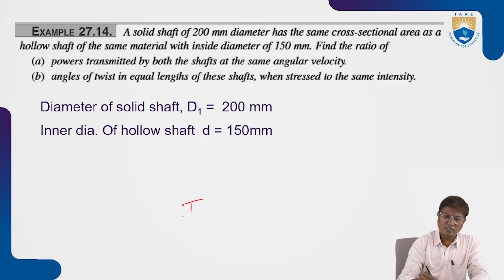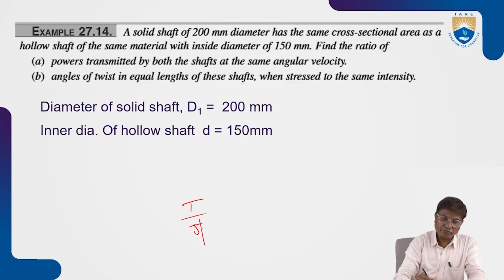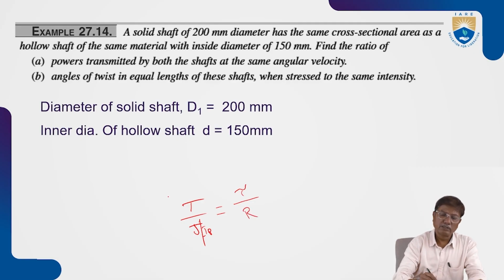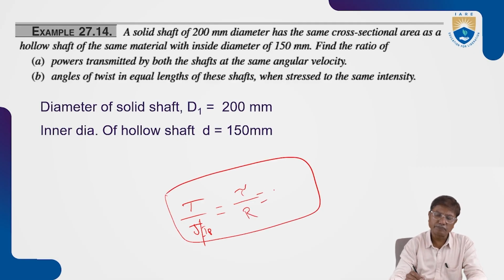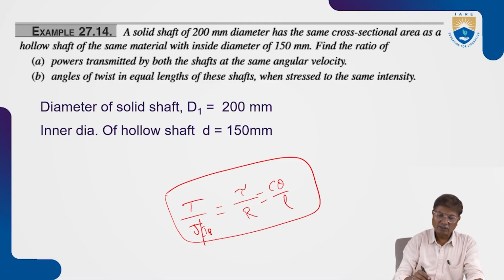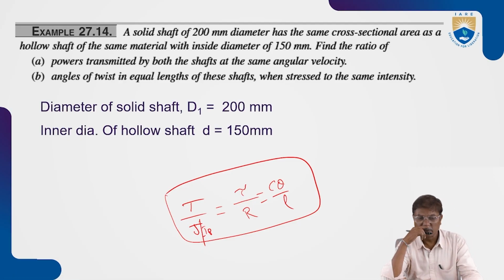Application of the torsion equation, which is T by J, that means torque by polar moment of inertia, J or IP, is equal to tau by R, and C theta by L. So this is the torsion equation. We will be using that here. So first let us see an example.